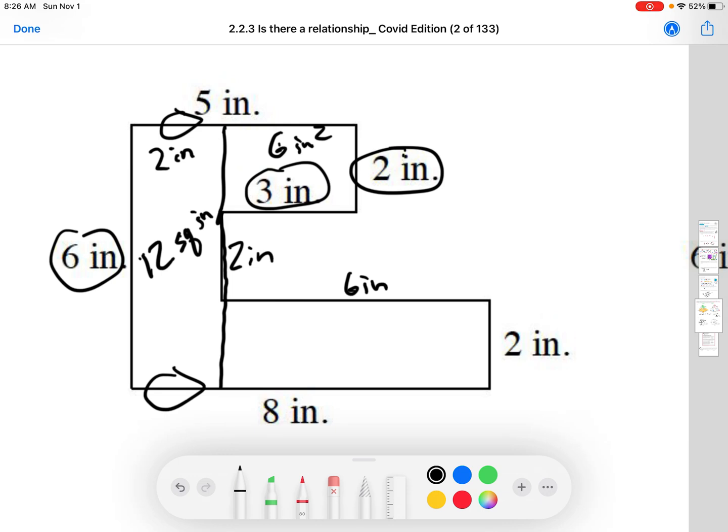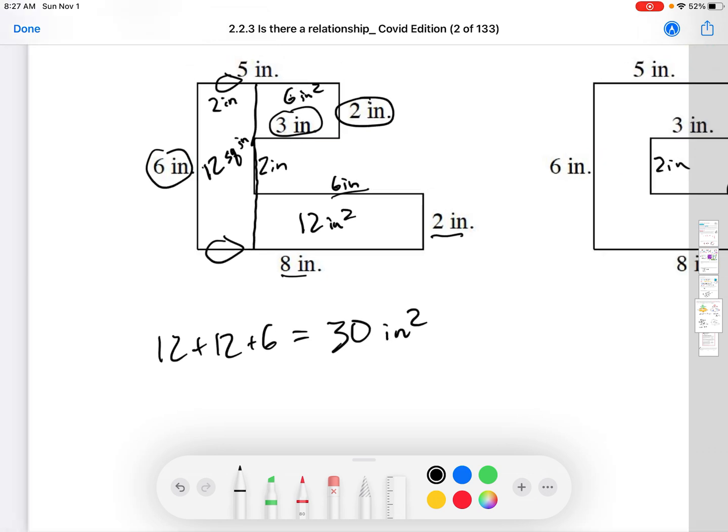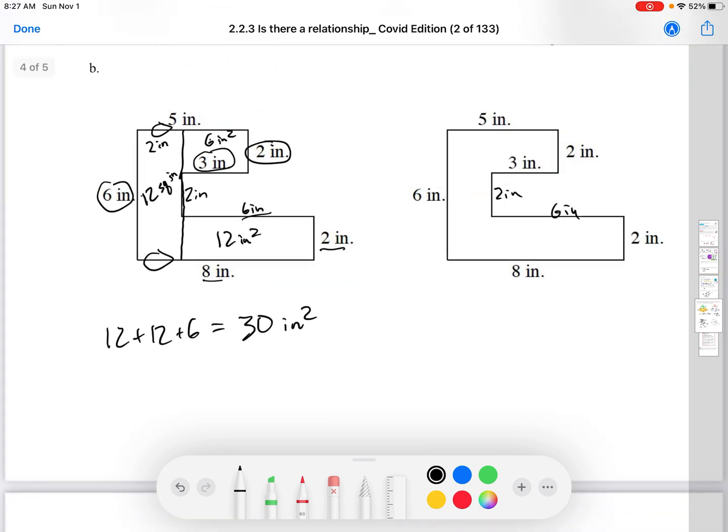And then down in the lower right there, I have a 6 by 2, not 8, because 8 is the full length. And that's going to be 12 square inches. We're going to put all those pieces together. 12 plus 6 is 24 and 6, 30 square inches. All right, now if I did that wrong, I would find out in this next one, won't I?